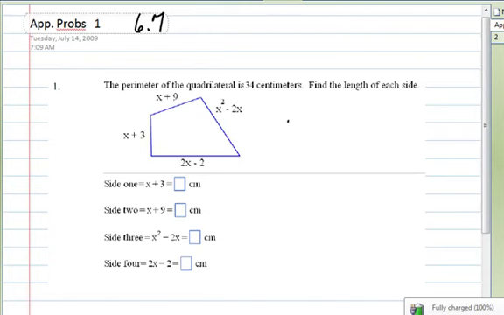6.7 is some application problems, and there aren't very many of these problems for us to look at. There are two.